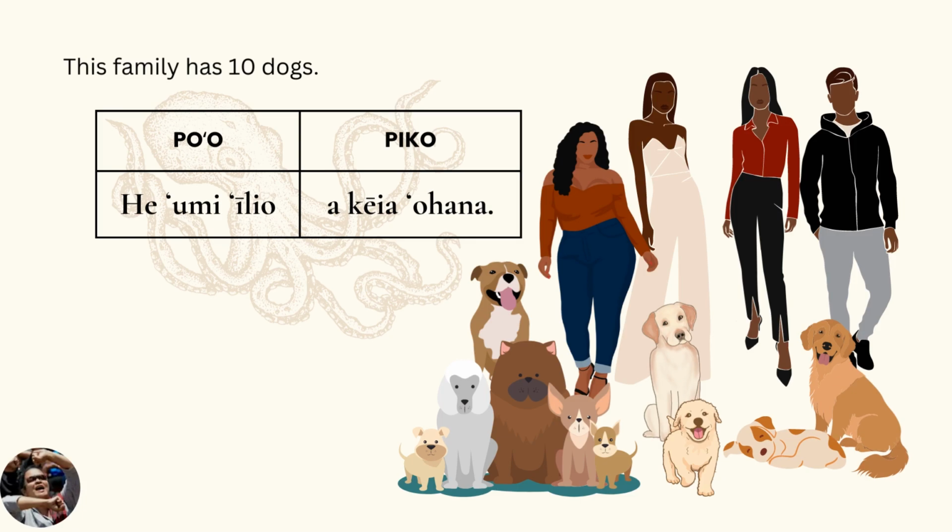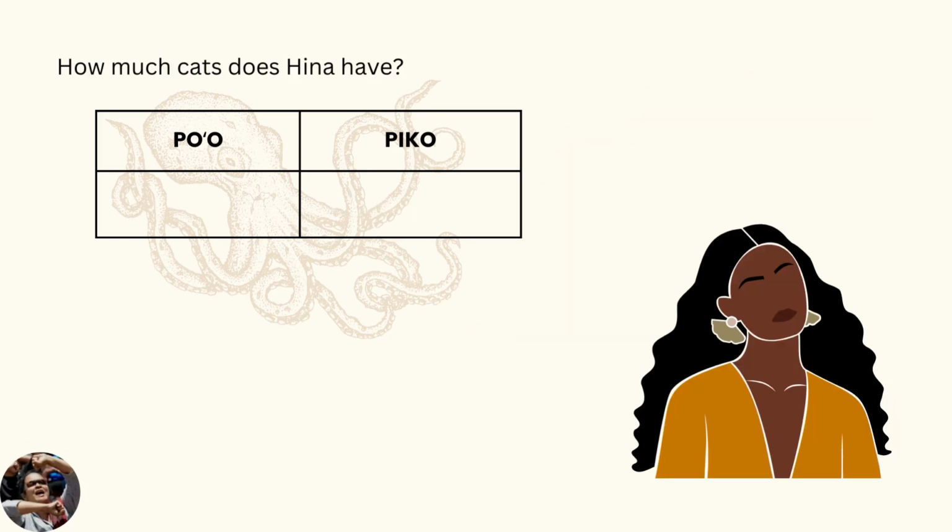One more, and this is the last, I promise. What if we want to ask how much items someone has? To ask a question, we use the word ehia. How much cats does Hina have? Ehia popoki a Hina.